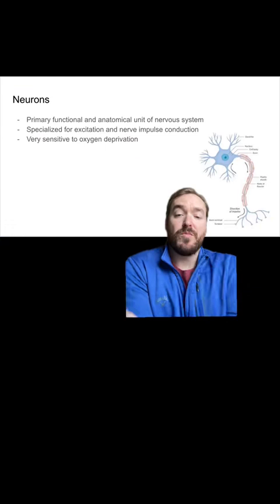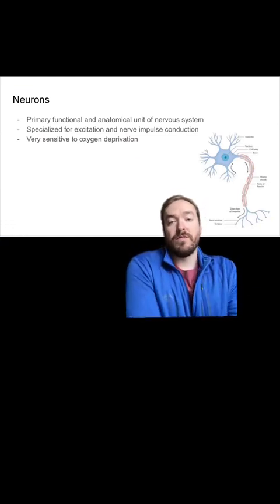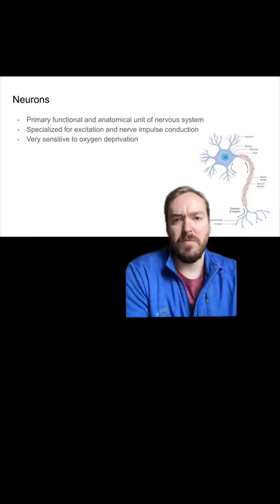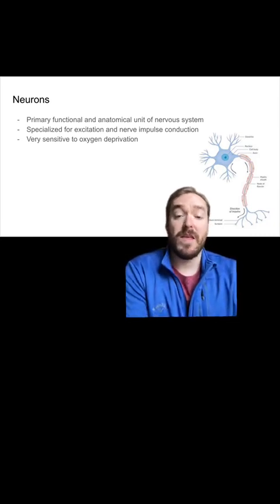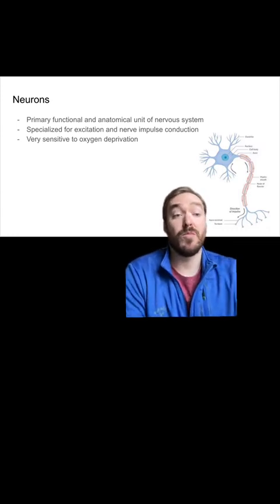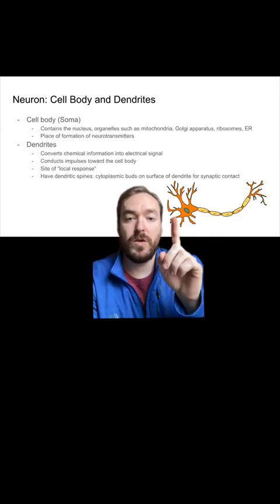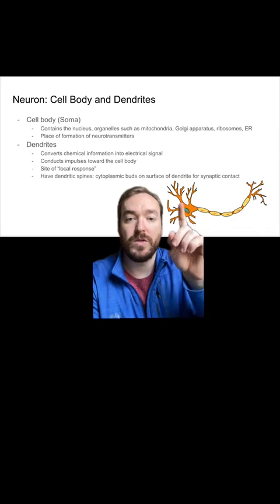So neurons are the primary functional and anatomical unit of the nervous system. They are specialized cells for excitation and nerve impulse conduction, and they are very sensitive to oxygen deprivation, meaning that if they are deprived of oxygen, they are less likely to rebound from that oxygen deprivation compared to other cells in our body.